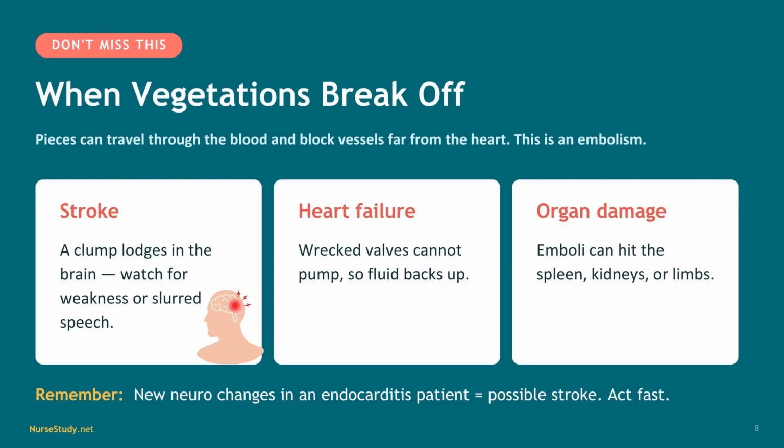If a piece travels to the brain, it can cause a stroke. So watch for sudden weakness or slurred speech. If the valves get wrecked, the heart can't pump, and fluid backs up, that's heart failure. And emboli can also hit the spleen, the kidneys, or the arms and legs, causing organ damage.